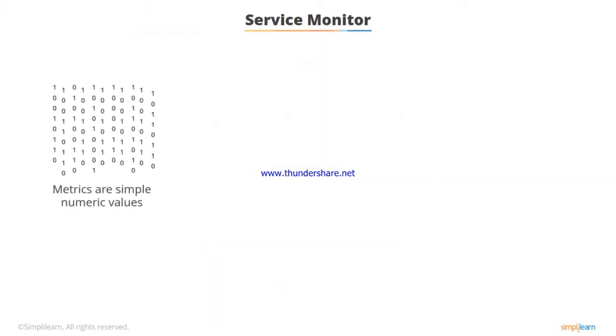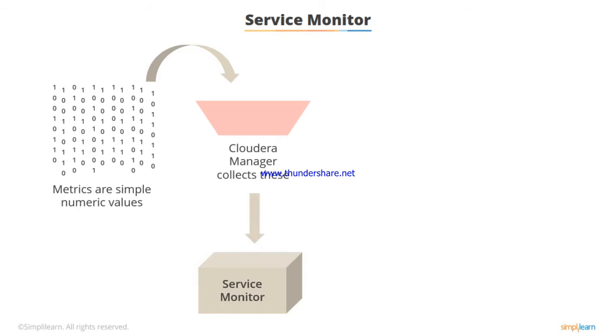Metrics collection. Metrics are simple numeric values applicable to a specific entity, such as CPU seconds. Cloudera Manager collects these while monitoring the entities within the cluster. Most of metric collection is done by Cloudera SCM agent. The metrics are then forwarded to the service monitor. Certain metrics are collected directly by service monitor, aggregated, and stored for further usage, like presentation or analysis.